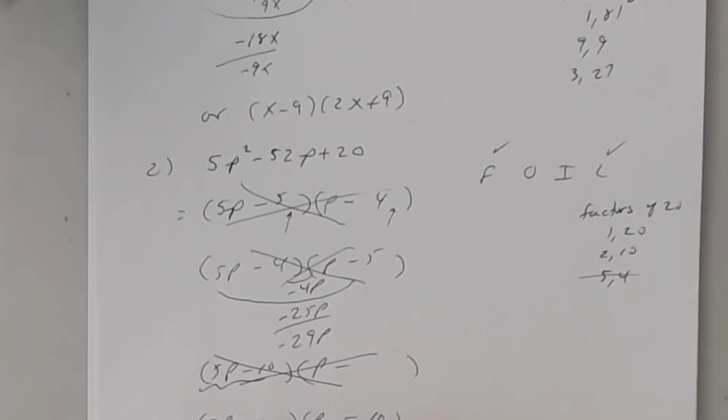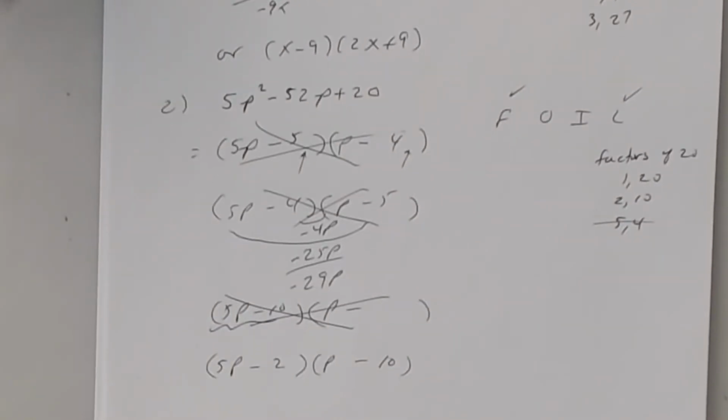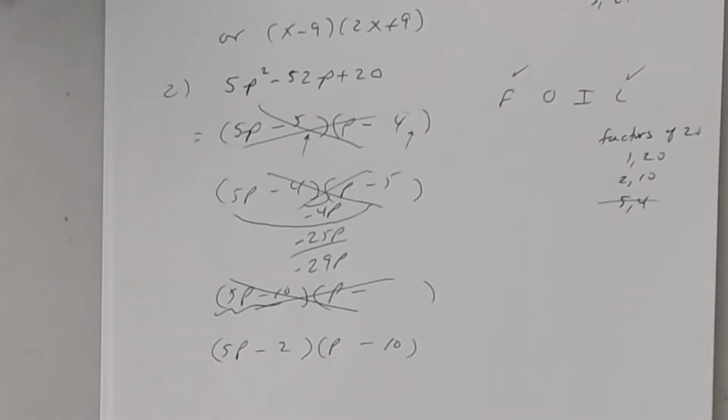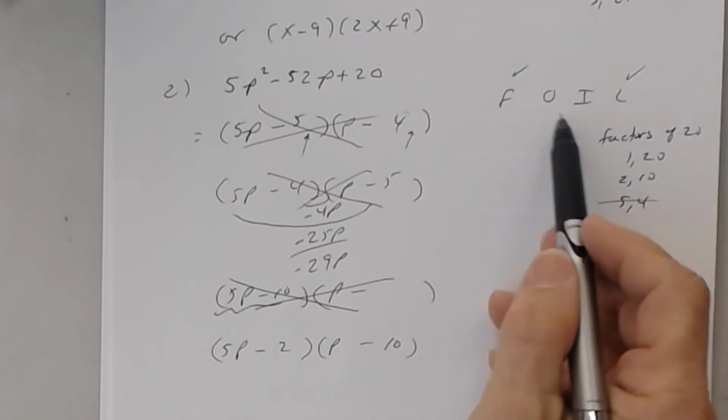And then this should be what? 2. Okay? You have to think like that. That helps you. The more knowledge you have, the better you are through these courses. Now, am I done? No. What? Because you have to check the rest of this. You have to do the outer and the inner.